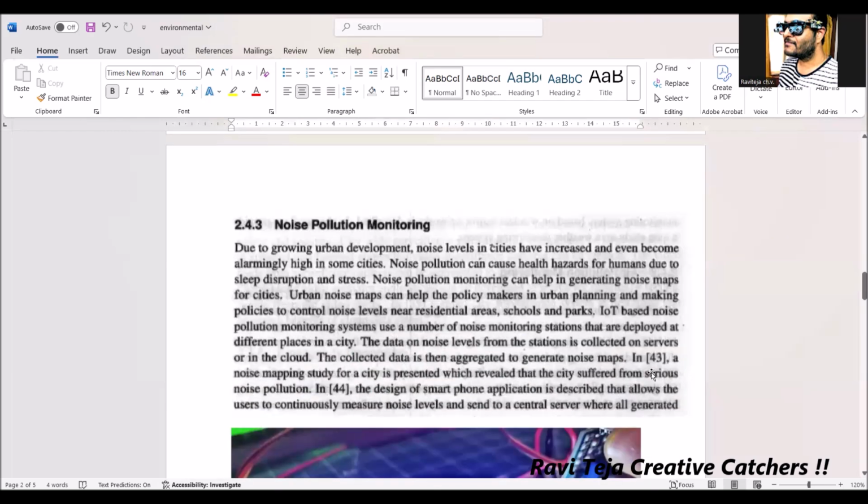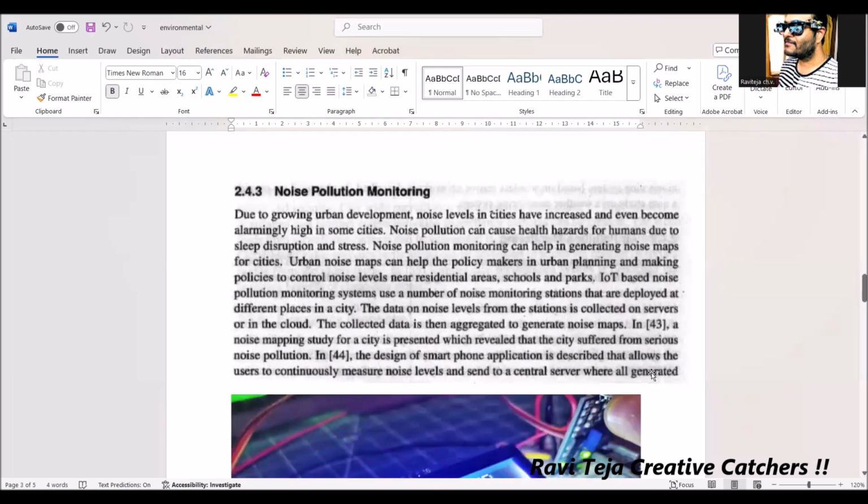Coming to the third case study, it's noise pollution monitoring. As the number of vehicles has rapidly increased, if you carefully observe places like traffic signals, roads, junctions, schools, parks, and so on, noise pollution has grown rapidly along with air pollution as well.